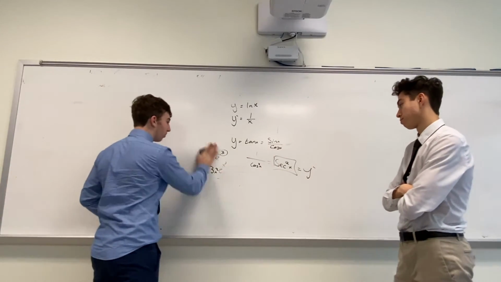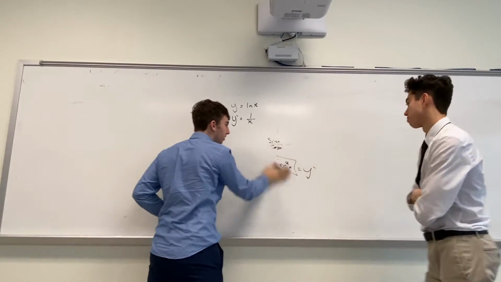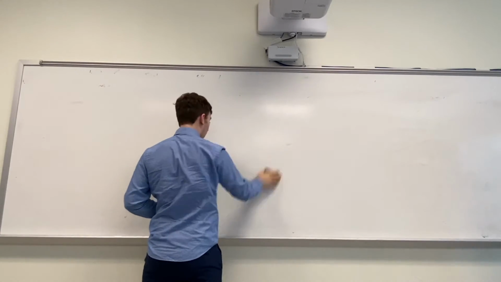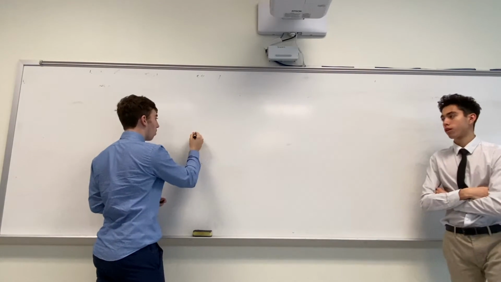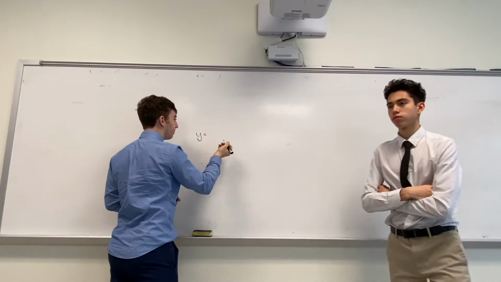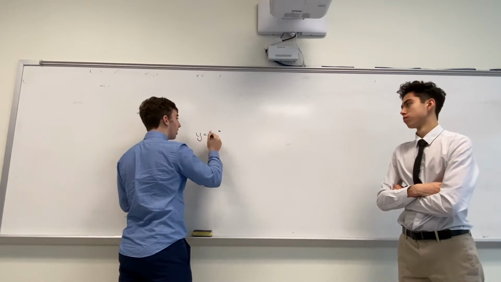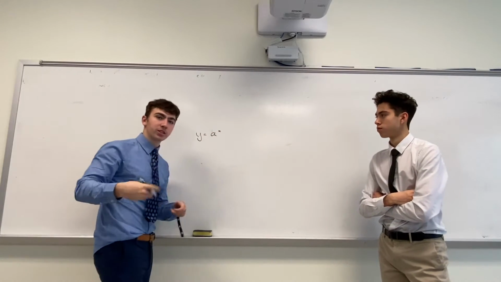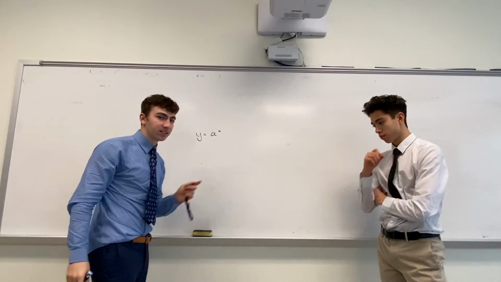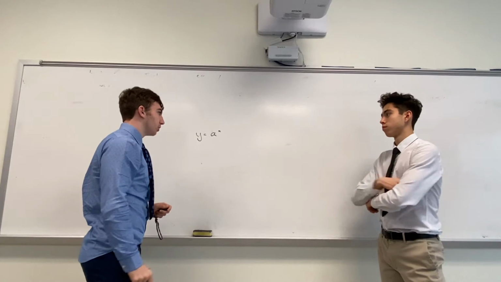Okay, so the next one we're going to do is what happens when you have a function like y equals a to the x. For now, we'll put a to the x, because then we'll be able to use that in any example. So do you have any idea of how to do this?